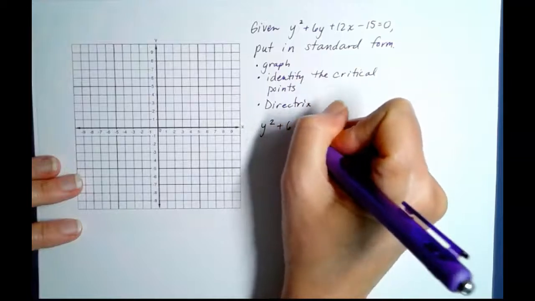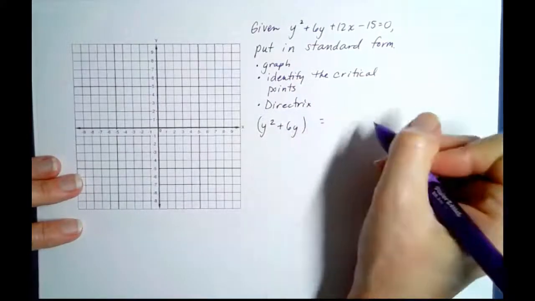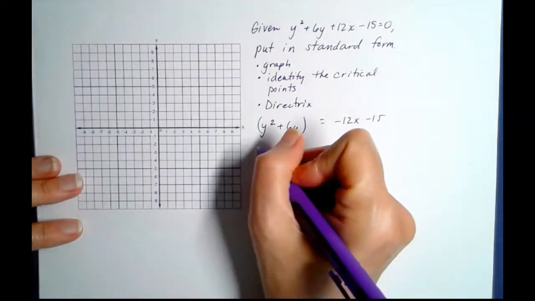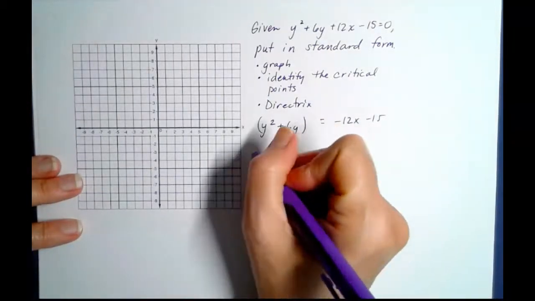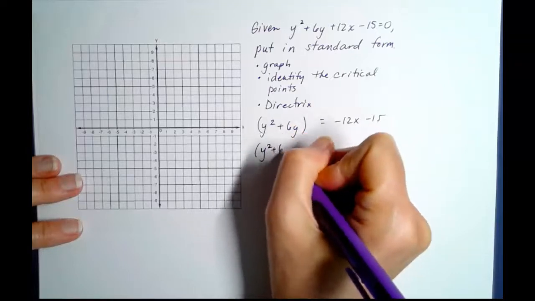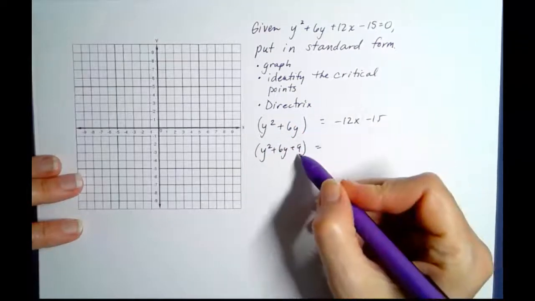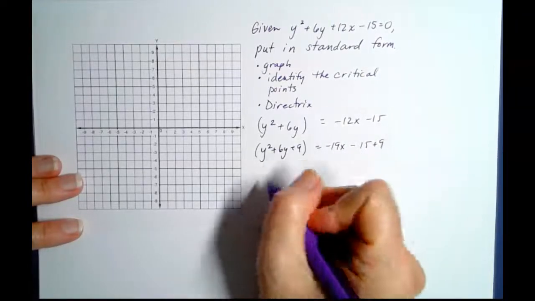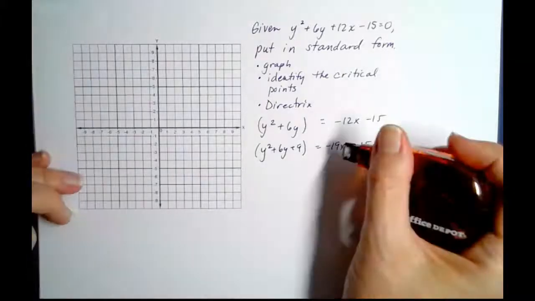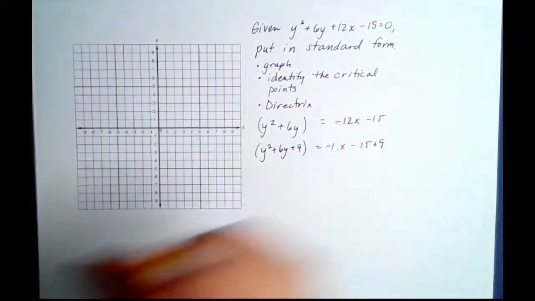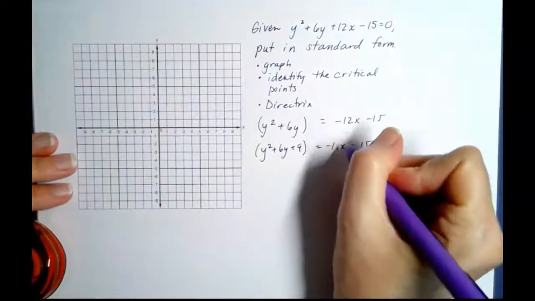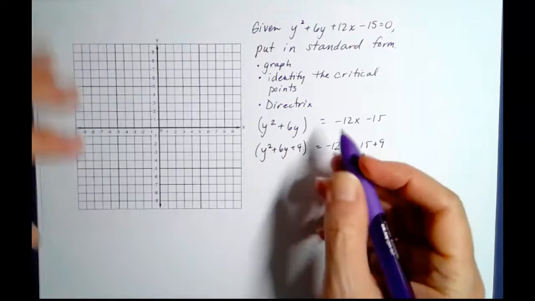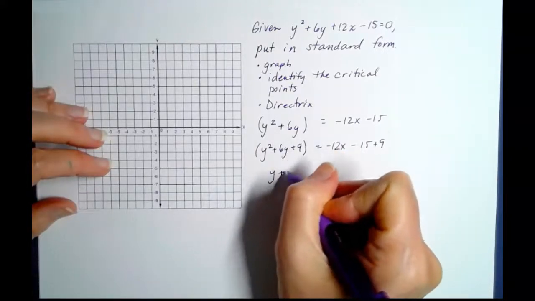So y squared plus 6y, we'll group that together, put everything else on the other side, negative 12x plus 15. So complete the square here. Half of 6 is 3, 3 squared is 9. And if we add 9 on the left, we add 9 on the right. So we, not 19, Henry, just 12. Handy dandy emergency correction tape. There we go. So, y squared plus 6y plus 9, that's a perfect square trinomial. It is y plus 3 squared.